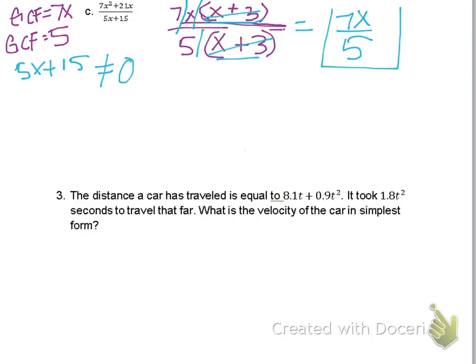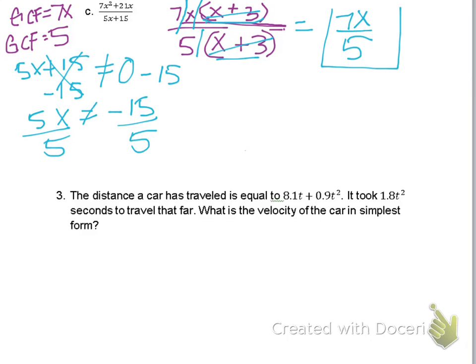There's no variable there. So we need to solve for x over here. Subtract 15 on both sides, and then we'd have 5x cannot be negative 15. And then divide by 5. So we would have x cannot be negative 3. Now the reason we have to do that is because if anyone were to plug in negative 3 in the original equation, it would make it undefined, even though the simplified version doesn't have a variable anymore.